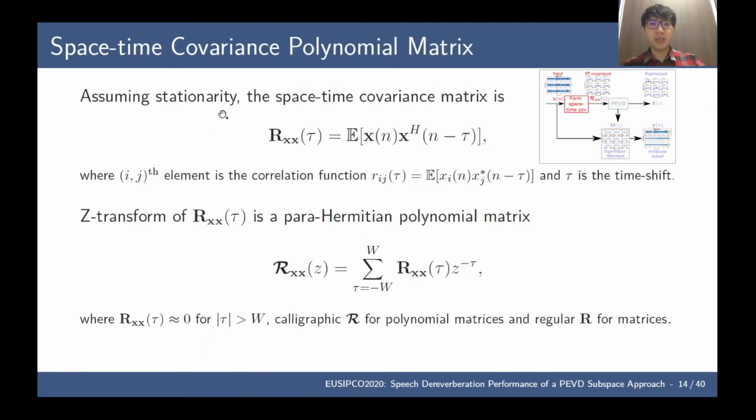Assuming stationarity, the space-time covariance matrix Rxx is computed using the received signals x. More specifically, the ijth element is the cross-correlation function using the ith and jth microphone signals, and tau is the time shift parameter. Due to symmetry, the Z-transform of Rxx is a para-Hermitian polynomial matrix. In this talk, we will use calligraphic font to denote polynomial matrices and regular font for matrices.